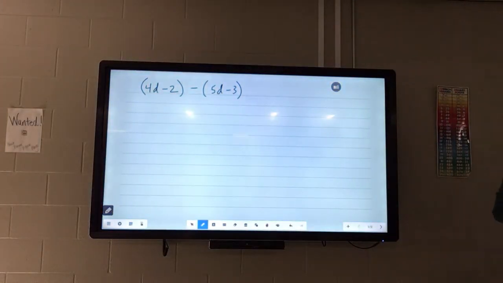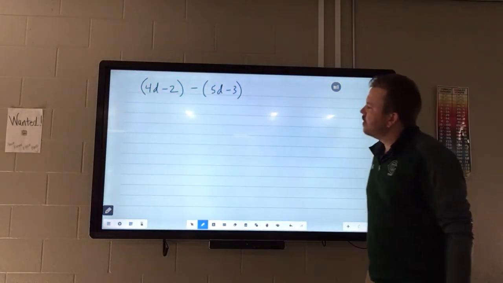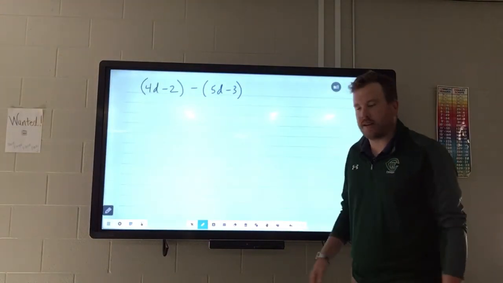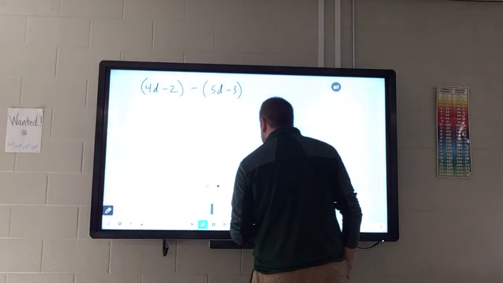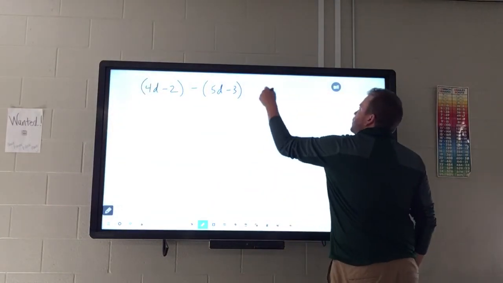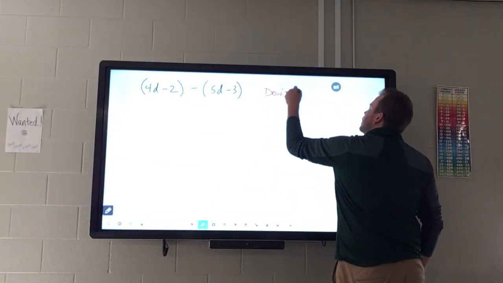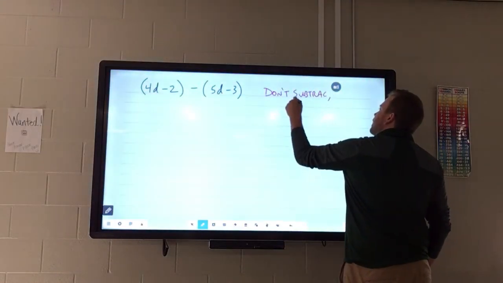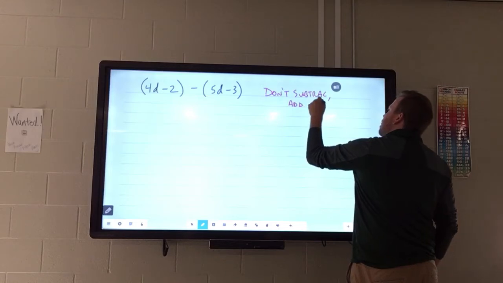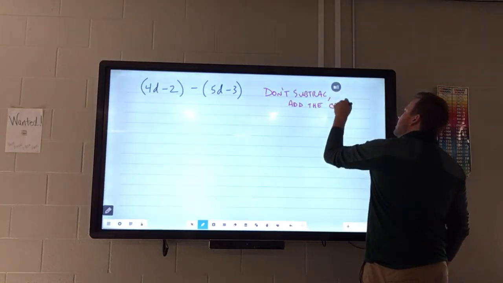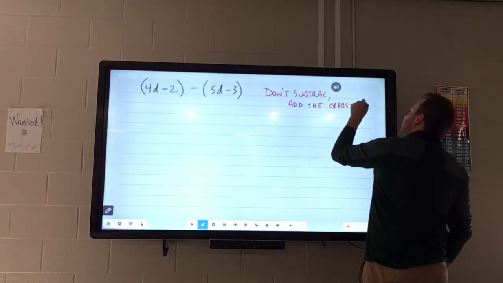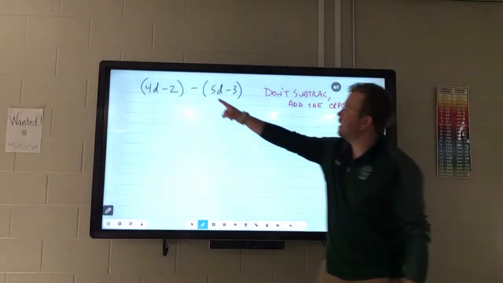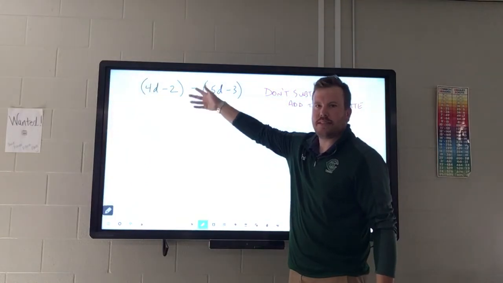Now, you may remember from earlier in chapter 2, we created a new rule about subtraction. And my rule about subtraction is don't subtract, right? Let's write the rule up here. Don't subtract, add the opposite. So let's do that here. Instead of doing the subtraction, let's add the opposite.